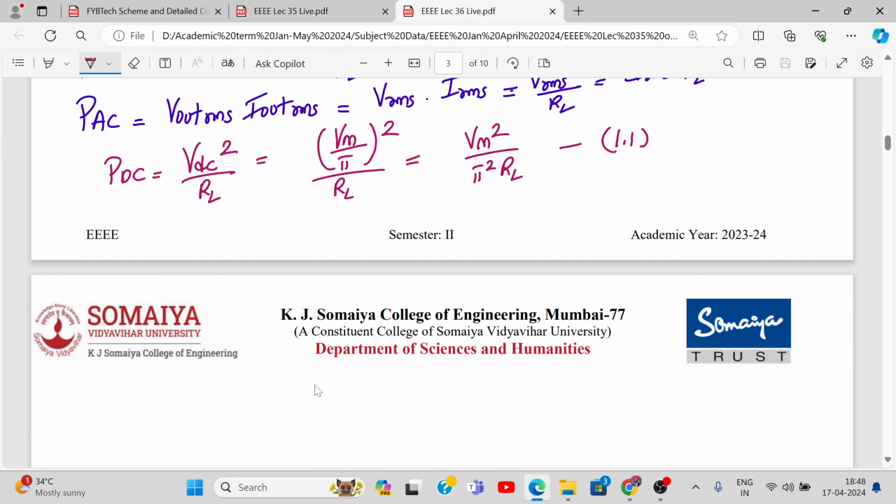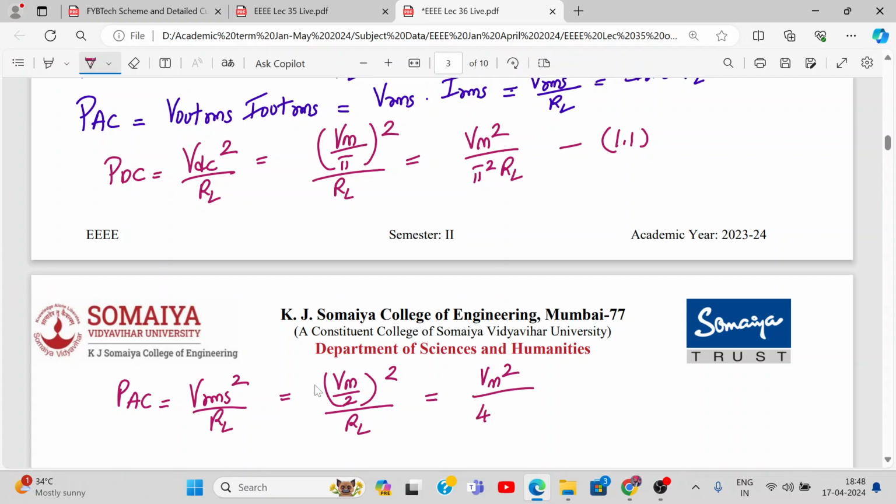Now next we calculate PAC. So PAC also we use the formula VRMS square divided by RL. And how much is VRMS? Vm by 2, the whole square divided by RL. That will be Vm square upon 4RL. Let's call this 1.2.